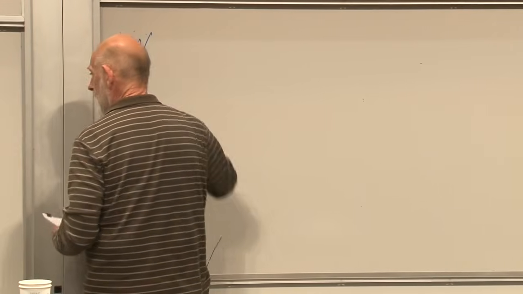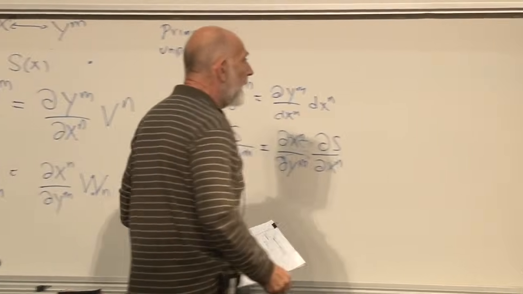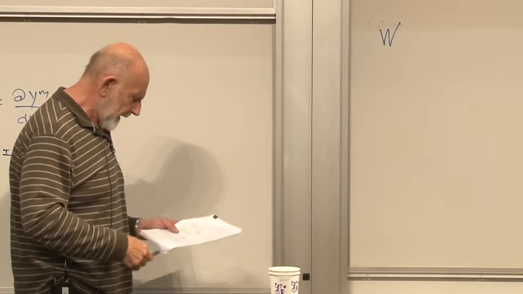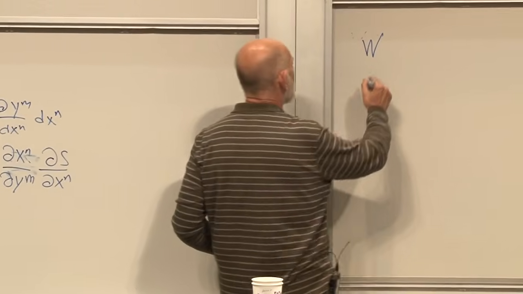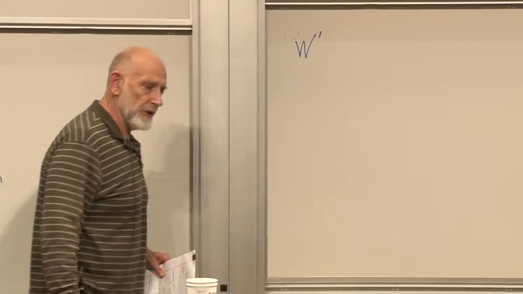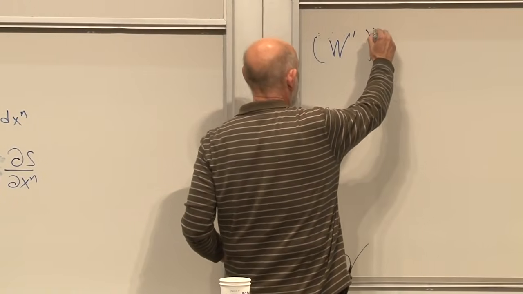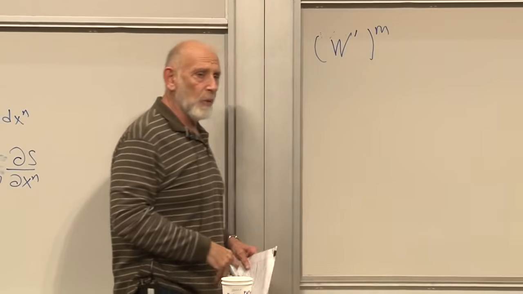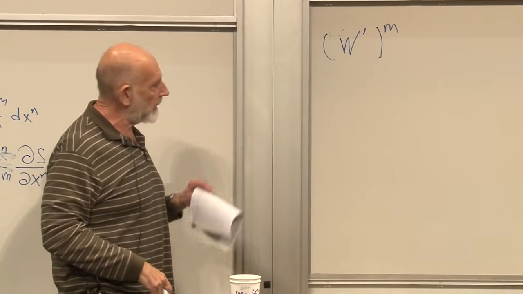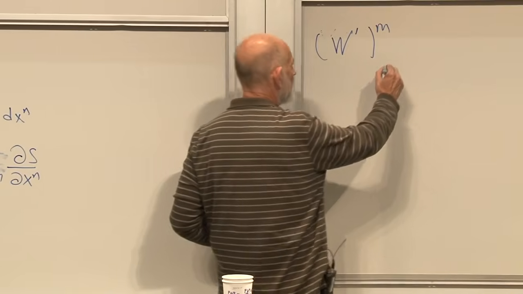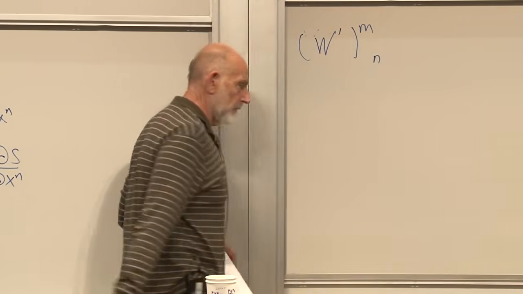W, not this W now. Let's take a tensor W. Maybe I should call it T. Let's call it W prime. In other words, in the y coordinates, it has two indices, m and n. And I'm going to take one of those indices to be an upstairs index and another to be a downstairs index. Contravariant and covariant.